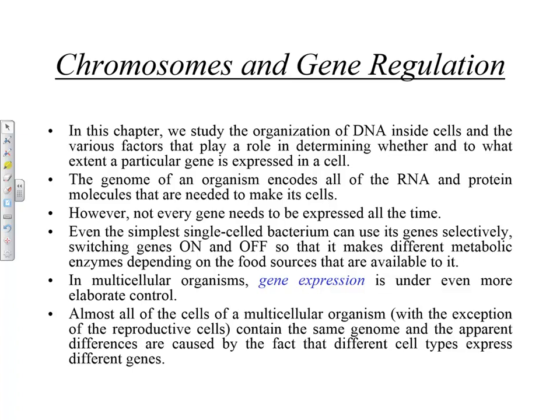Now, the genome of an organism is the entire set of DNA in the cell of that organism. So the genome of an organism encodes all of the RNA and protein molecules that are needed to make its cells. However, not every gene needs to be expressed all the time. In fact, even the simplest single-cell bacterium can use its genes selectively, switching genes on and off, so that it makes different metabolic enzymes depending on the food sources that are available to it.